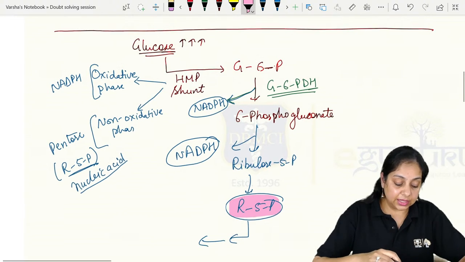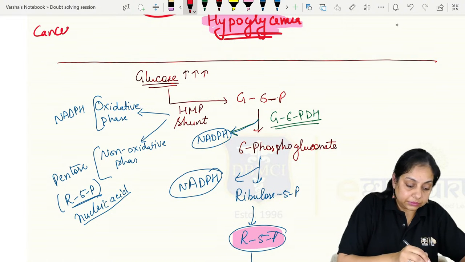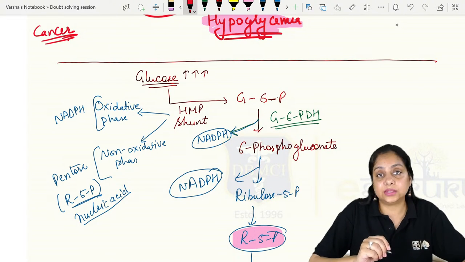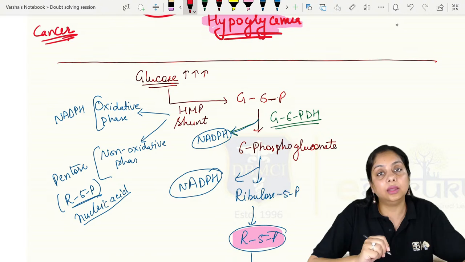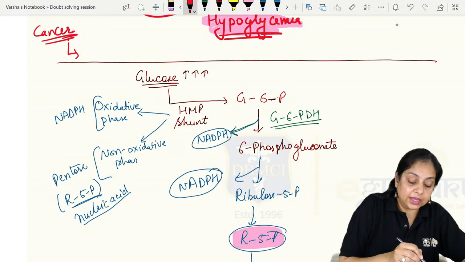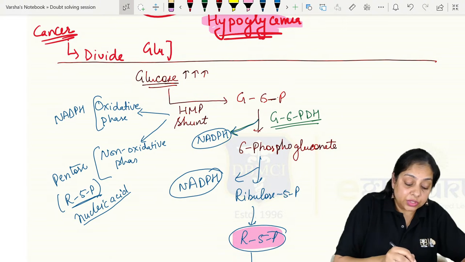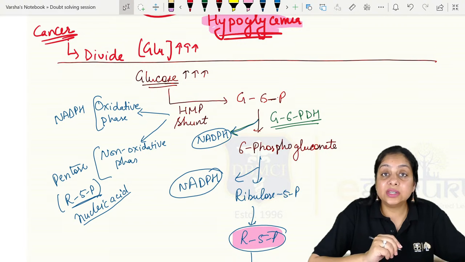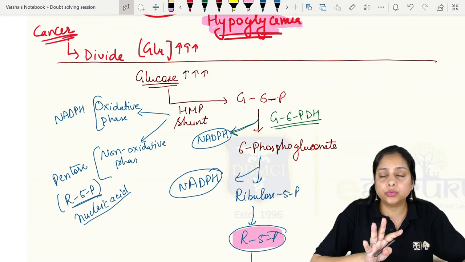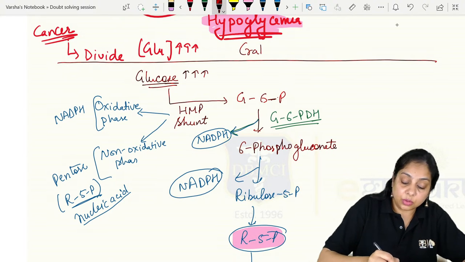Why am I discussing it? In cancer. In the cancer cell, what is the need of the cancer cell? Cancer cells need to divide. Am I right? And we all know this fact, during that time the glucose consumption is very, very high, approximately 32 to 36 times higher. And we know about the Crabtree effect also.